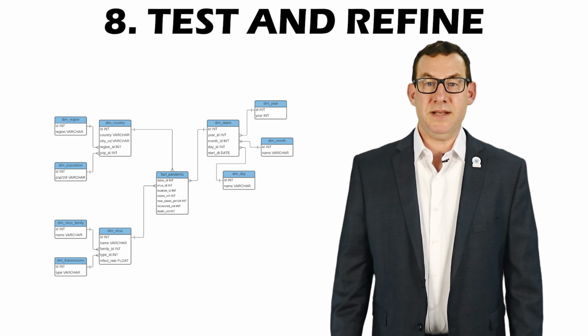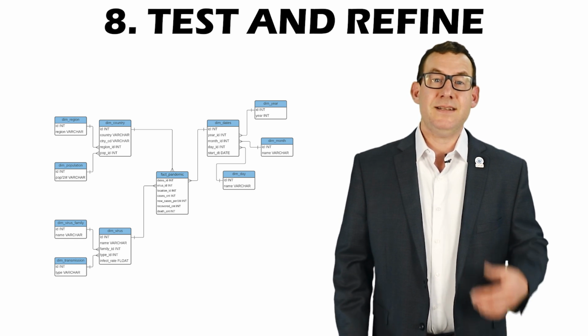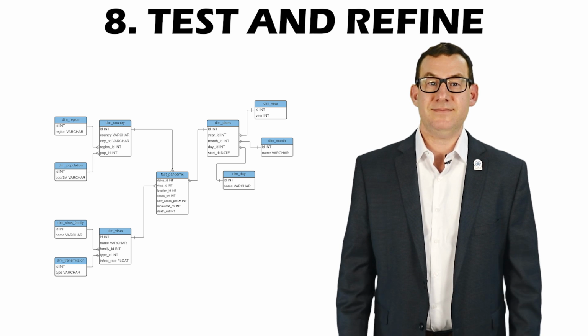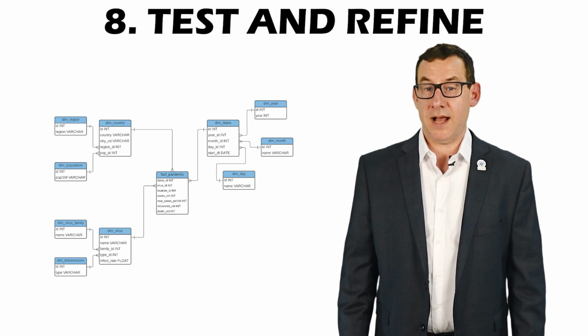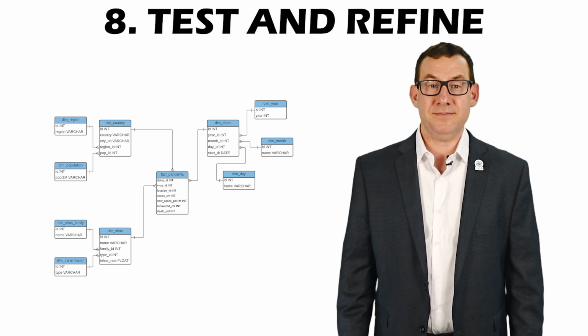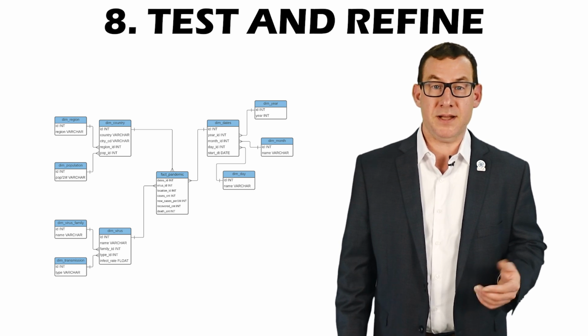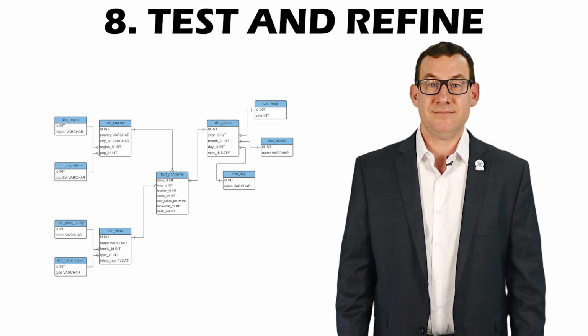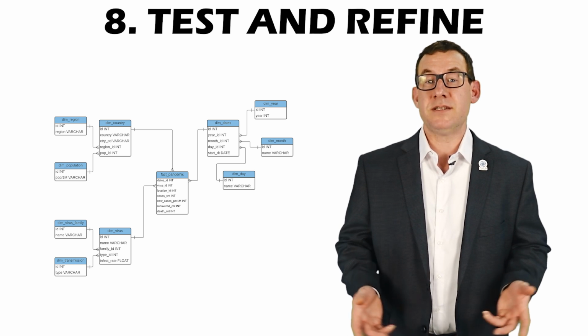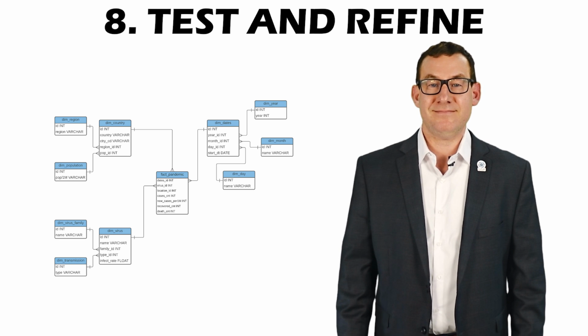Step 8 of database design. Test and refine the design. Populate the feature classes and tables with sample data. Test queries, views, and data manipulation operations. Refine the design based on feedback and testing.